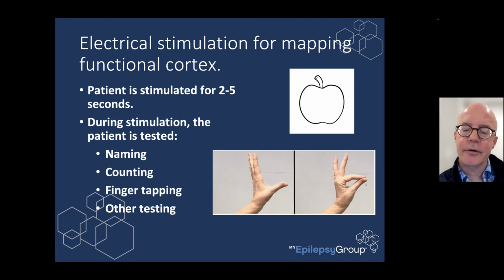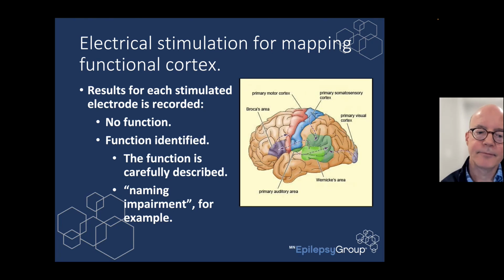And if during the stimulation they're not able to carry out that function, so can't name, can't count, can't tap their fingers, they suddenly stop, they're tapping and then suddenly they stop, if those are disrupted, then we know that that area is critical for function, and that if the surgeon removes that area, the patient's going to be at risk for a deficit.